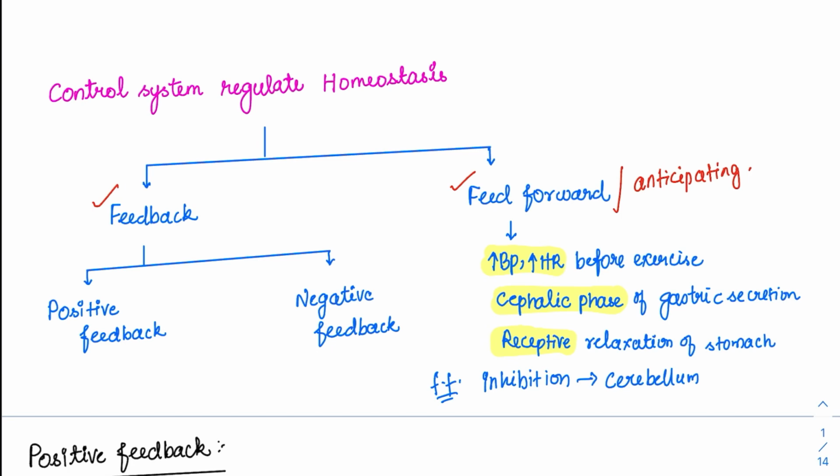So coming to the feedback mechanisms. There is a positive feedback mechanism and a negative feedback mechanism. Most of the feedback mechanisms in our body are negative. So we are not going to study examples of it. Whatever is studied in positive feedback, the rest everything is negative feedback mechanism.